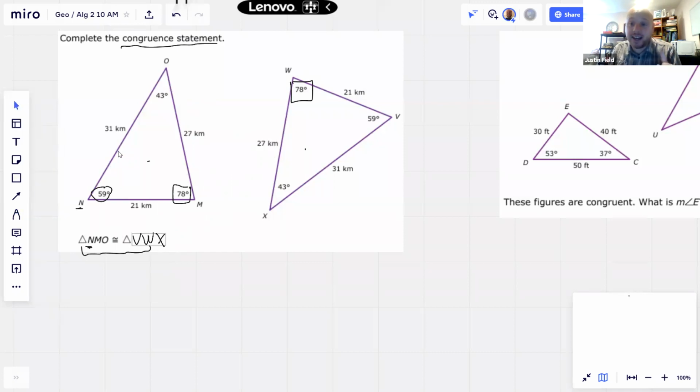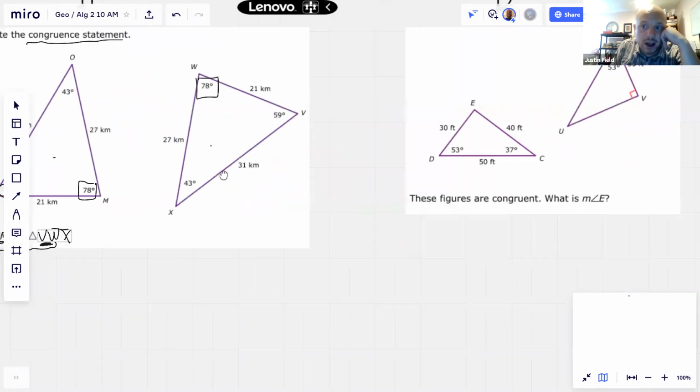And then you should also know that the sides match up too. NM is 21, and is VW 21? It is. How about MO? MO is 27. Is WX 27? It is. And even NO, the first and third letter, is 31, and XV is 30. So right in those congruent statements, we know everything that's congruent.